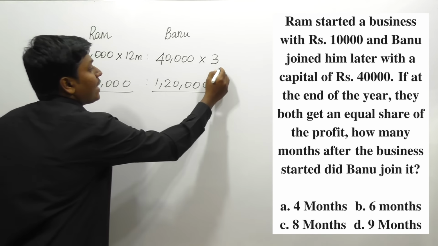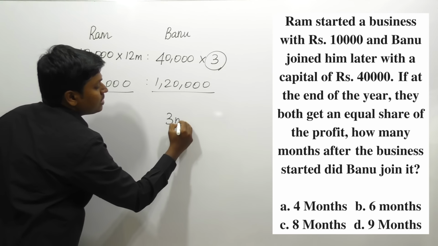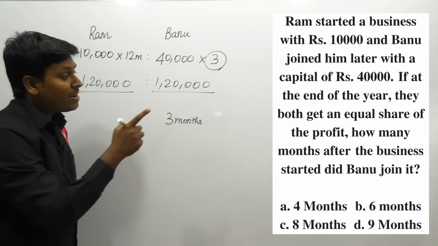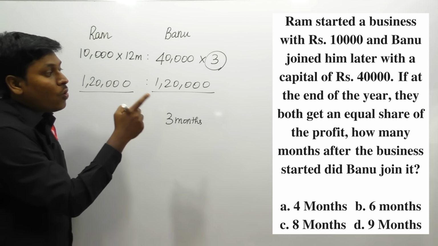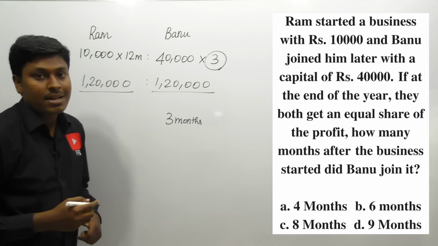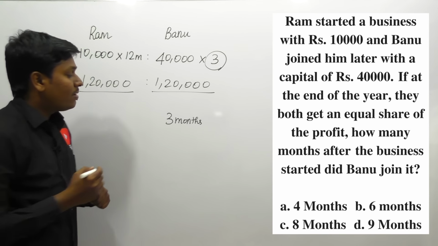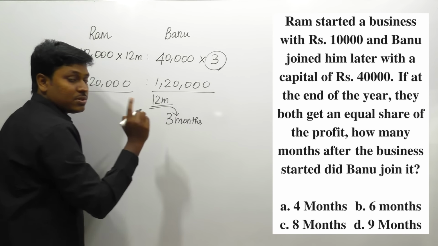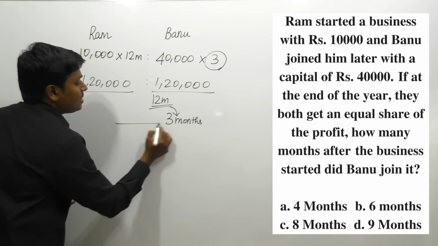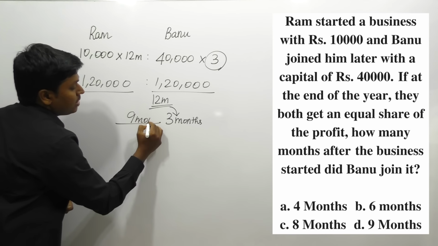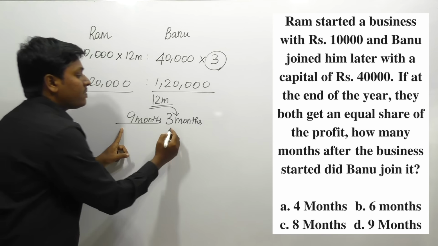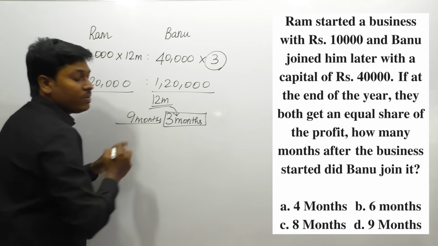So finally we have calculated that for 3 months the person Banu is in the business. But our question is, listen here, how many months after the business started did the person Banu join? We know that the business is 12 months, but Banu is in the business only for 3 months. So we can surely say that after 9 months, right? For the first 9 months, Banu was not in the business. So after 9 months, for the last 3 months, Banu will be in the business.